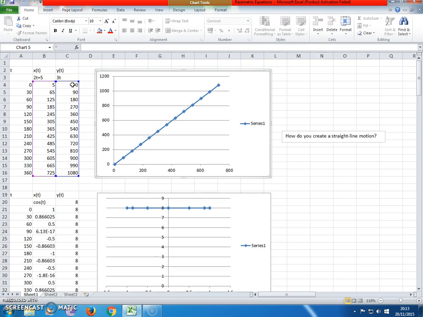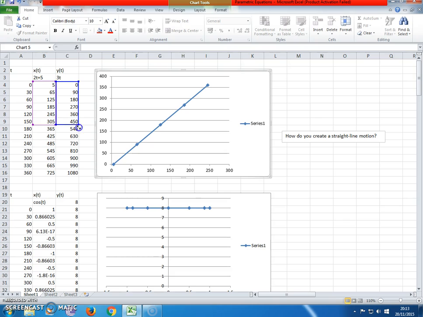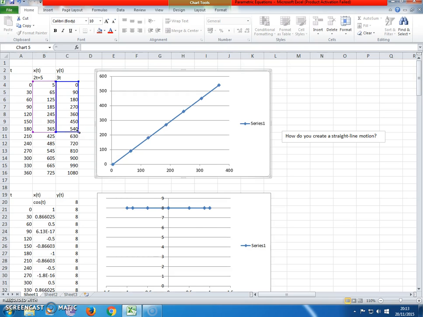So here we have 3t, which is 3 times time, and x is going to be carried by plus 5. So if you drag it up, you can see that the lines are drawn as time moves, because these are the formulas I'm following for the x and the y.